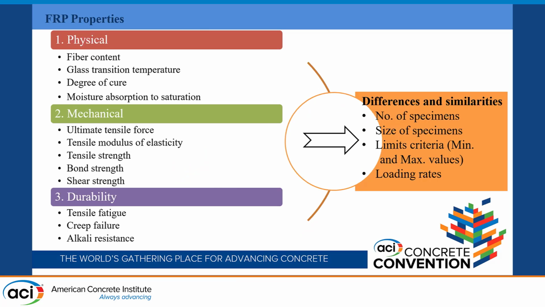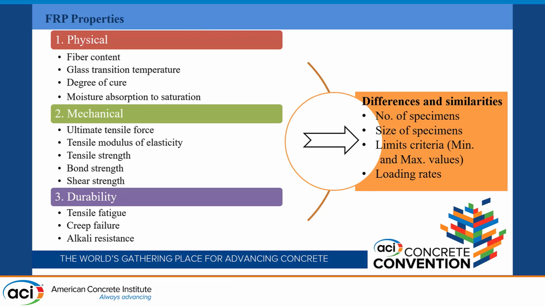Here are the properties that we investigated for these material specifications. They are physical properties, mechanical properties, and durability properties, like fiber content, glass transition temperature, degree of cure, tensile properties, bond strength, shear strength, tensile fatigue, and alkali resistance. In some of these material specifications you may see 10 of these properties, 7 of these, or 5 of them. Some will not cover the durability properties, but we tried to look and find whatever we could.